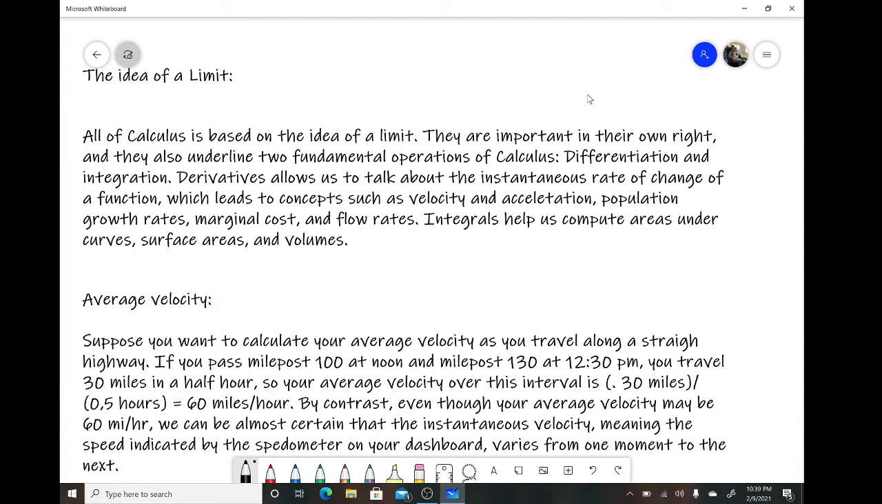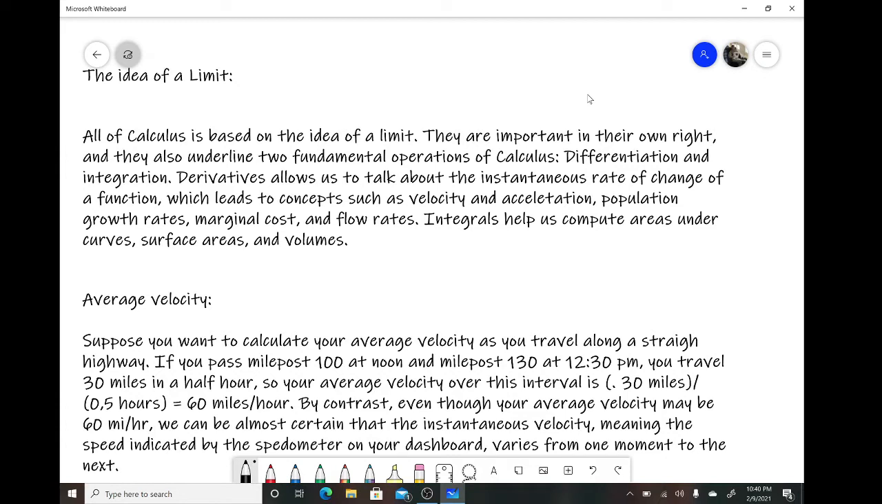Now, derivatives, when we differentiate, allow us to talk about the instantaneous rate of change of a function, or any function for that matter, that's differentiable. We will learn that there are some functions that we will not be able to differentiate, and there's a lot of them. There are infinitely many that we can actually differentiate. This idea of differentiating will lead us to concepts such as velocity, acceleration, population growth rates, marginal cost, flow rates if you're into economics.